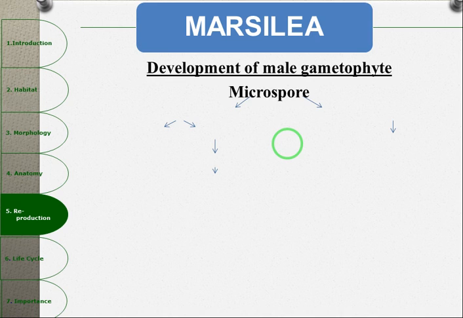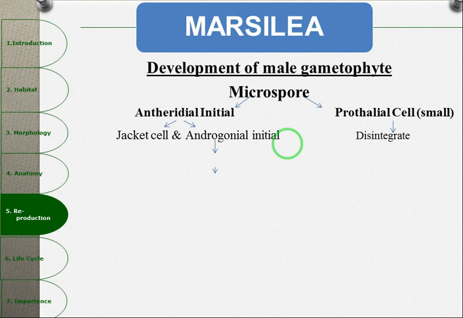From the microspore, two cells arise: the antheridial initial and the prothallial cell. The antheridial initial is the larger one, while the prothallial cell is the smaller one. The prothallial cell ultimately disintegrates, while the antheridial initial gives rise to the jacket cell and the androgonial initial.